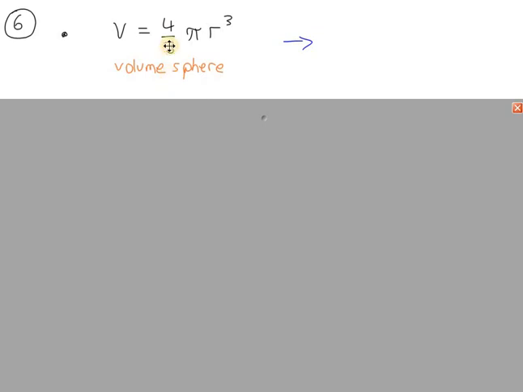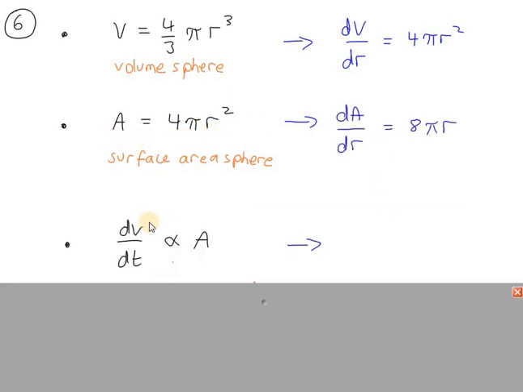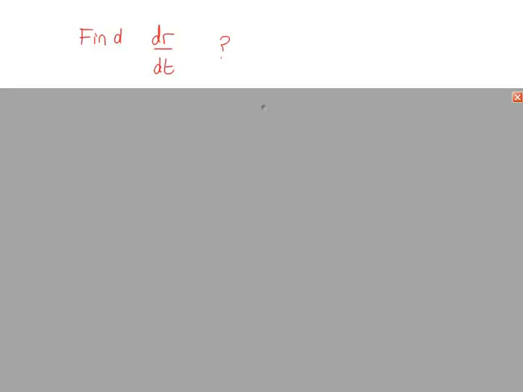Example 6, the volume of a sphere, so dv by dr. The surface area formula, so dA by dr. dV by dt, the rate of change of volume with time, is directly proportional to the surface area. So a constant of proportionality is introduced, so we have a differential equation, and we have to find dr by dt.